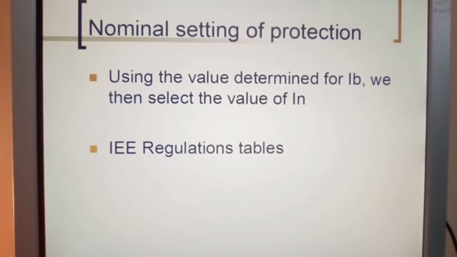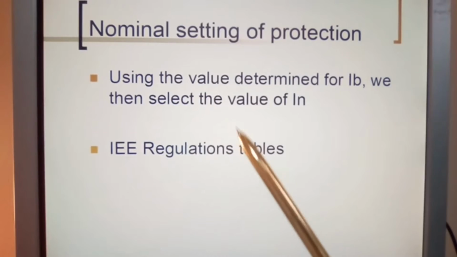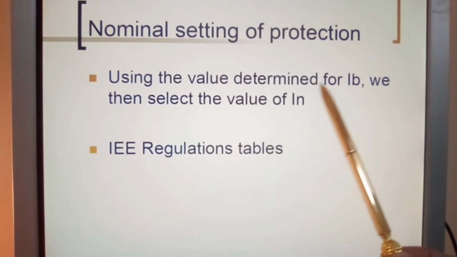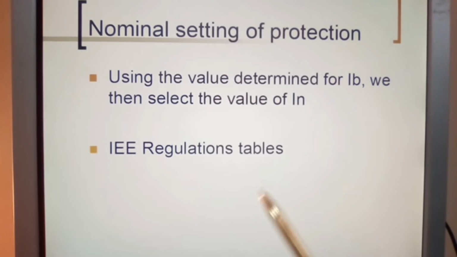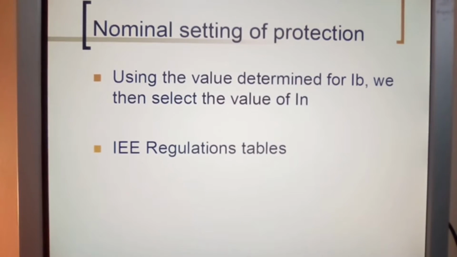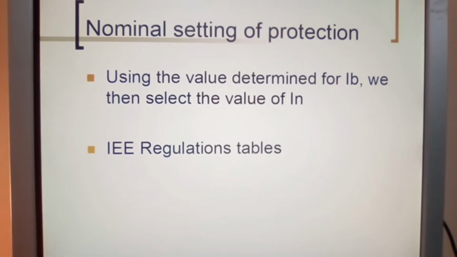Now, nominal settings of protection. Using the value determined for IB, we then select the value of IN from the IEE regulation tables. You will need to look at that for the current edition of the IEE regs, allowing for any changes which may have taken place in due course.